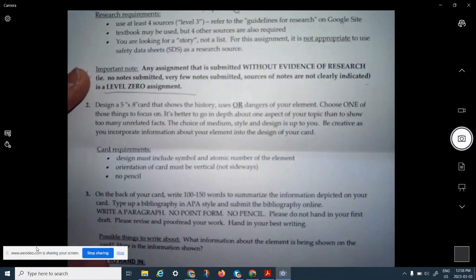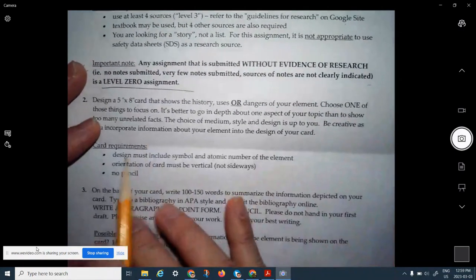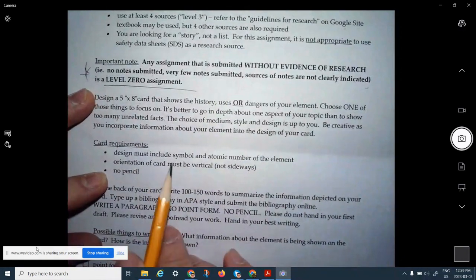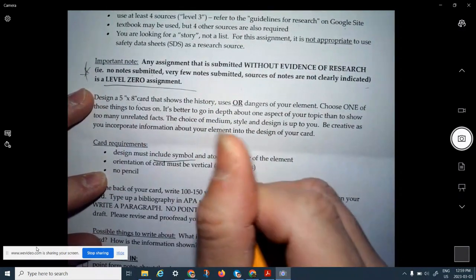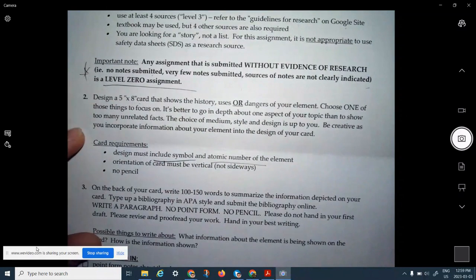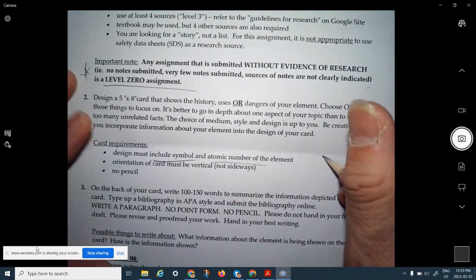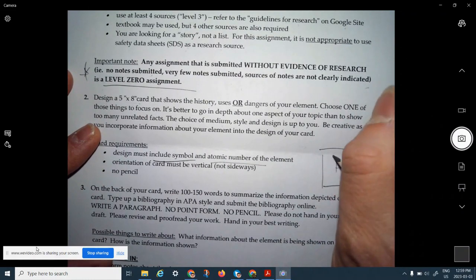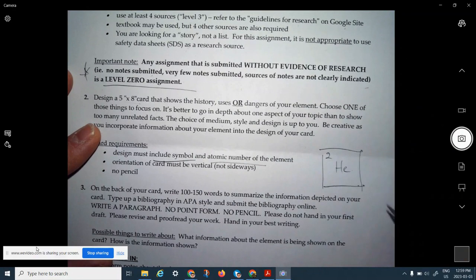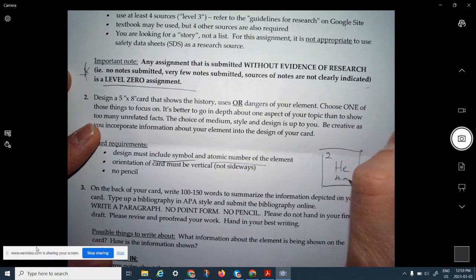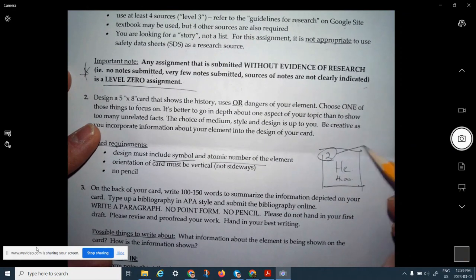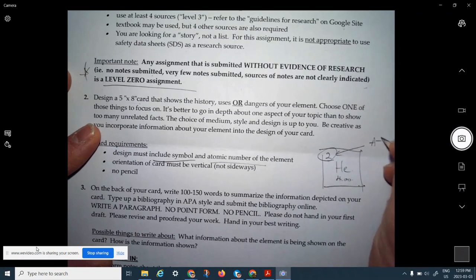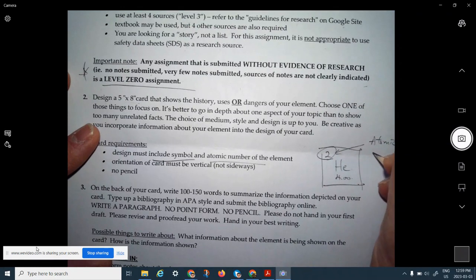So the card requirements: you must have the following on the card. You have to have the symbol and the atomic number of the element. If you remember, on any element, let's say helium for example, you see a small number, usually on the top, and a big number on the bottom. The small number here is the atomic number. Okay?